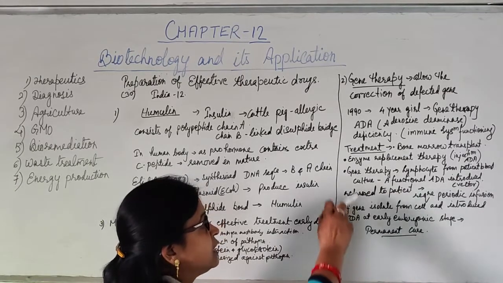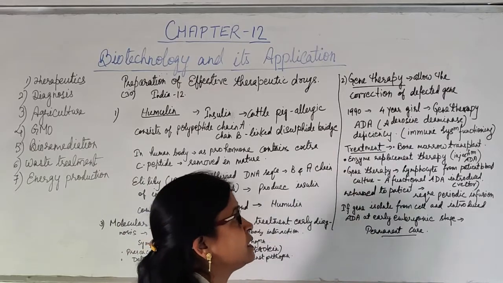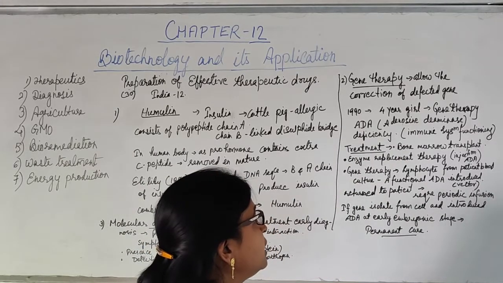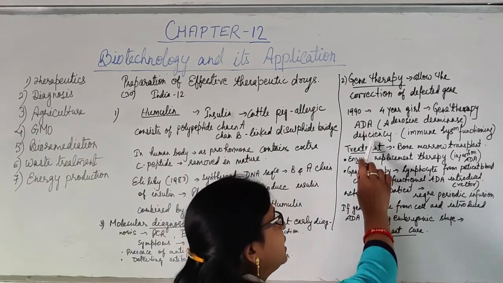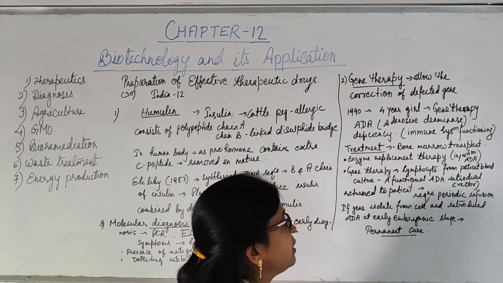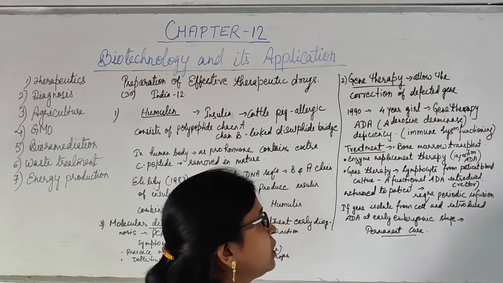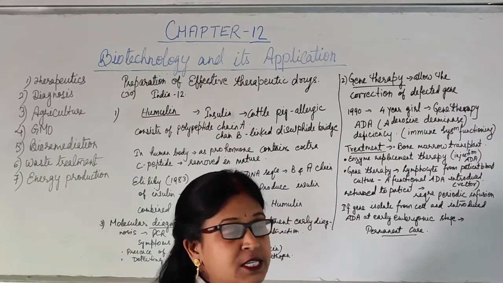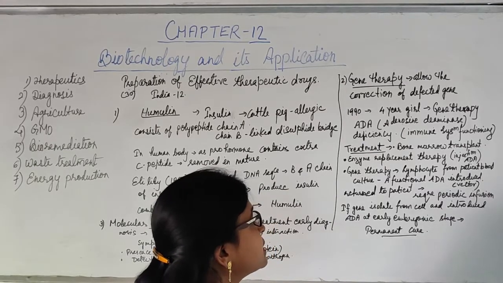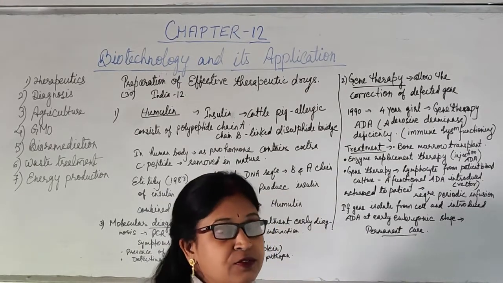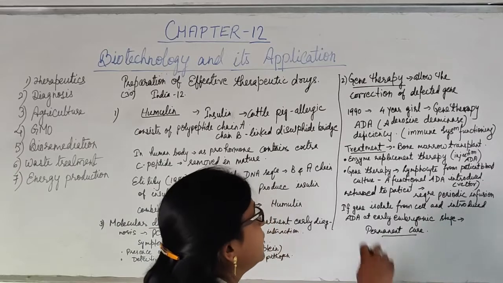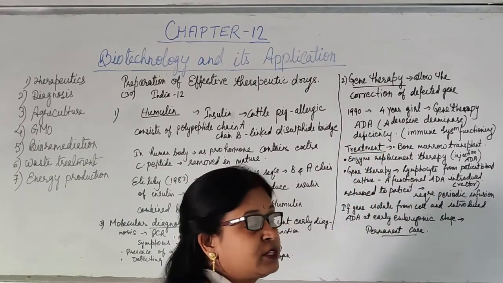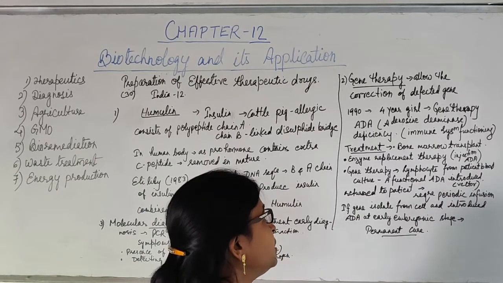One of the diseases is known as ADA deficiency. It's a genetic disorder, and in this, ADA, that is adenosine deaminase, is required for the proper functioning of our immune system. When this gene is lacking, it can be corrected. This was first done in 1990 in a 4-year-old girl child, and this was the first gene therapy.